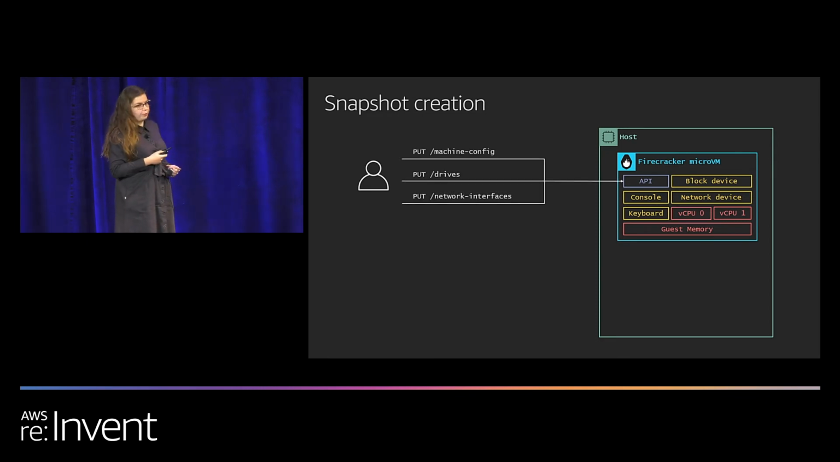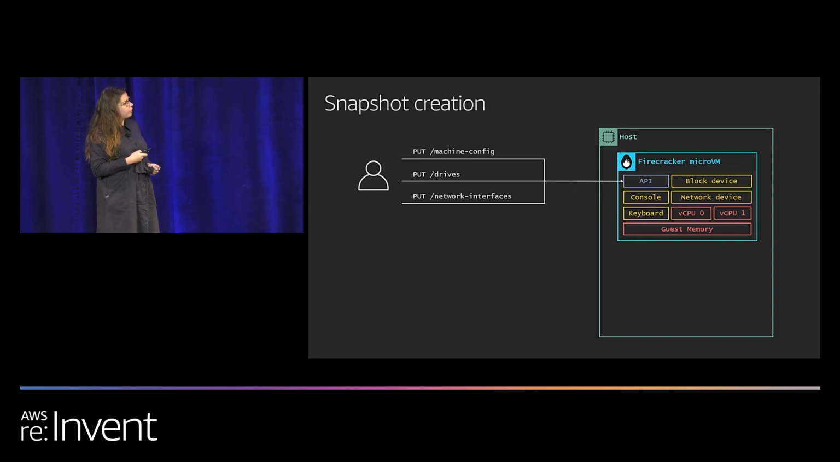Now, all of these are configured through individual API calls. Machine config is going to tell you how many vCPUs you have and how much memory, drives, going to configure the block devices, network interfaces. Well, you figure that one out. Start the microVM, let it run until you're happy with the state and you want to snapshot it. You find that this would be a useful point in time.